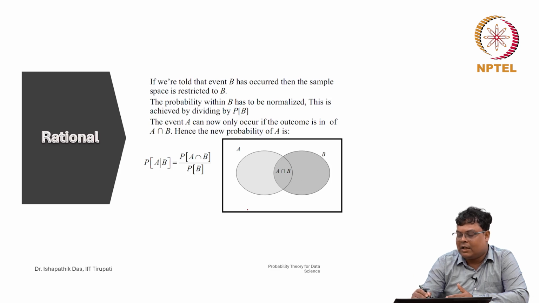In this graph, we can see this is the sample space, this is A and B. Whenever B is observed, those sample points inside B are the possibilities now. What is the proportion of A out of B? That is the probability of A given B, the probability of A intersection B divided by the probability of B. To understand it, the event A can now occur only if the outcome is in A intersection B. Hence the new probability of A is probability of A given B, which is probability of A intersection B by probability of B.